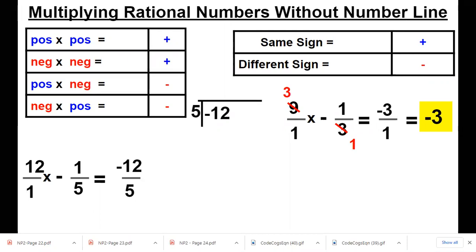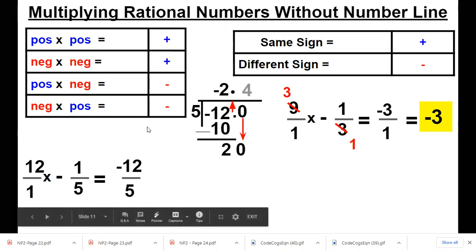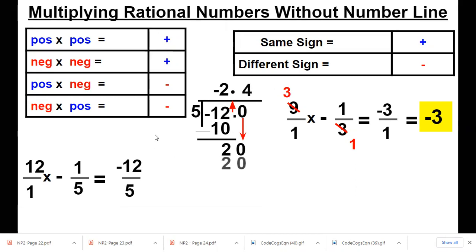How many 5s go into -12 without going over? It's going to end up being a negative answer. We won't think of it as -12 till the end. So 2. We'll put a negative sign in front of that because we know the answer will be negative. Different signs, negative answer. So 2 times 5 is 10. 12 minus 10 is 2. I'm not finished. I put a decimal place and a 0. Right away, I put my decimal up on the top answer. Then I bring down my 0. How many 5s go into 20? Well, 4. So 4 times 5 is 20. 20 minus 20 is 0.